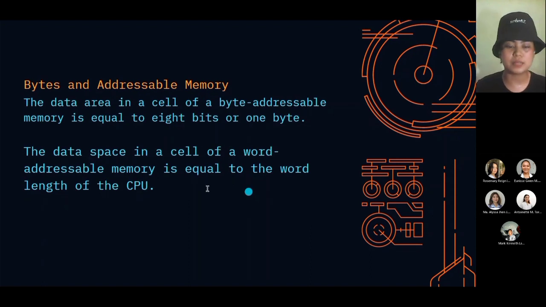So for memory sizes, let me now call on Mr. Kenneth Laxina to further discuss the matter.